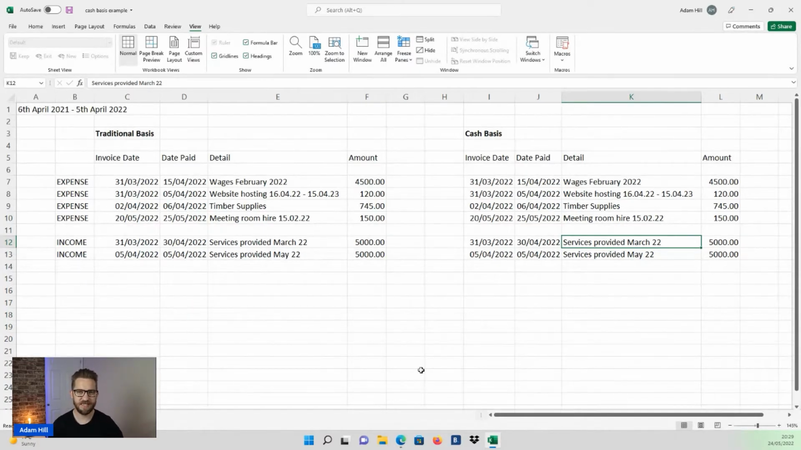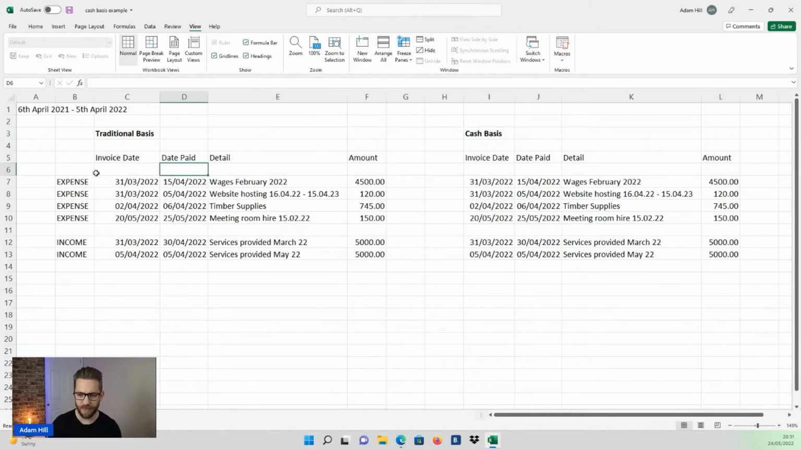The second option is cash accounting or cash basis, which is simplified, and it allows you to ignore when income is earned and when expenses are incurred, and instead you just account for income and expenses that have actually been paid. Now, I'm going to run through some examples on screen for you. So our period is the 6th of April 2021 to the 5th of April 2022, which is the 21-22 tax year. And I'm going to show you the same transactions on this side as we have on this side. It's identical, okay? But we're going to show the treatment under the traditional basis, and then we'll show the treatment under the cash basis, and you're going to see how different these are.